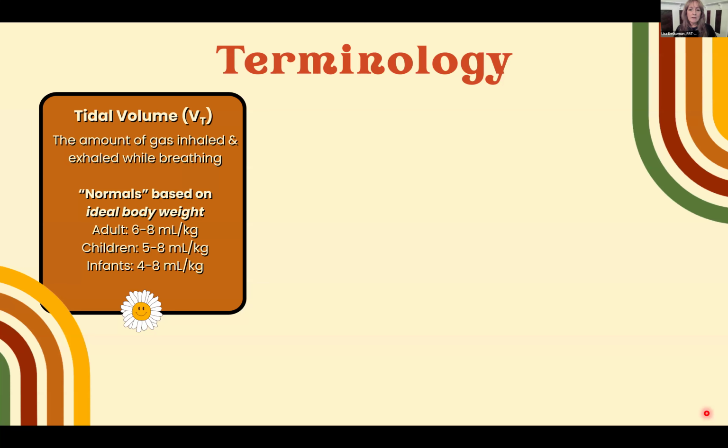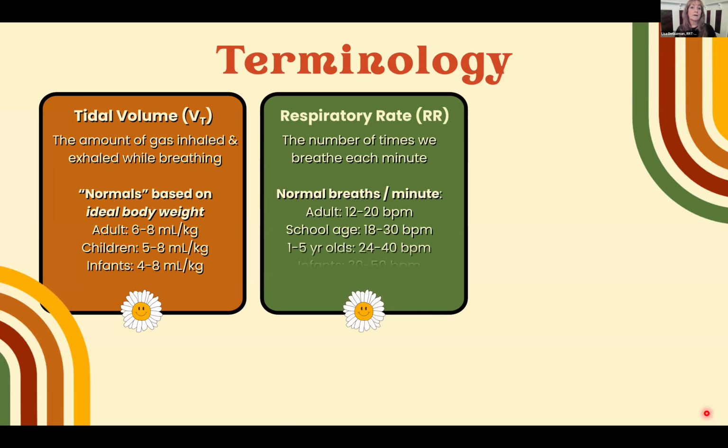But adults, 6 to 8 milliliters per kilo, children, 5 to 8. And again, children is kind of a broad range, up to about 12 years old. So it can be lower, it can be higher based on their size. And then infants, really 3 to 8, but 4 to 8. And again, like with a preemie, that's going to be a little different than a full-term infant. So we're always looking at size for that ideal weight on height. And we're going to look at that in a second too.